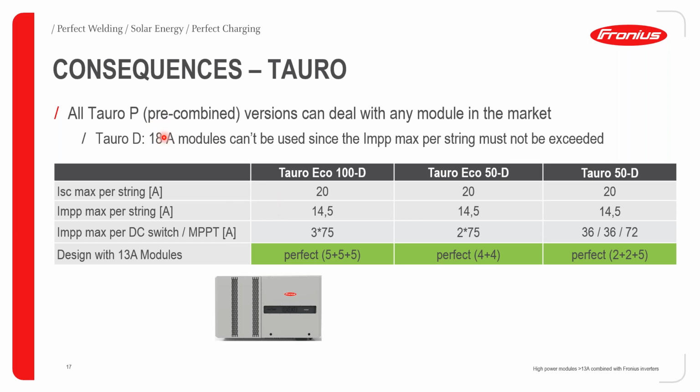So in this case, if you are going to use higher power modules for commercial installations with the Tauro, we do recommend that you go for the Tauro P, that is going to offer you a lot of flexibility in terms of connecting this DC power.